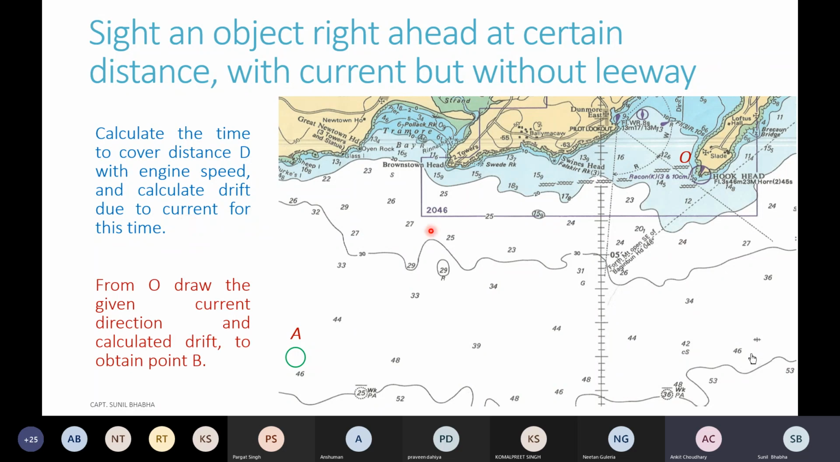So what we will do is, from the object O, in our case the Hookhead lighthouse, we are going to draw the current vector, that is the set and drift of the current, which we have just now calculated. The drift is for the time duration which we need to cover the distance using our engine speed. And we will plot that vector starting from the object, in this case the Hookhead lighthouse. So let's plot the current vector.